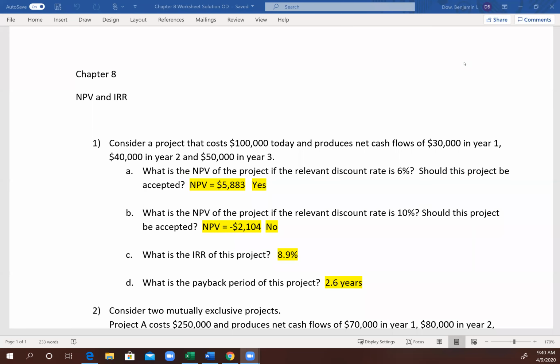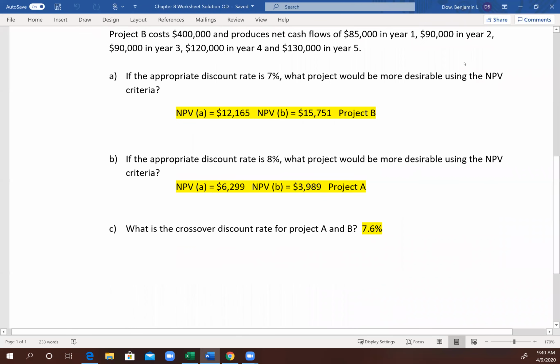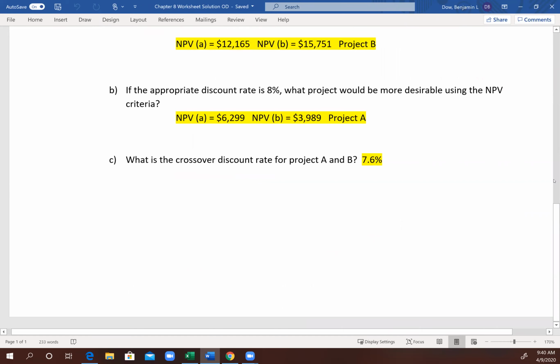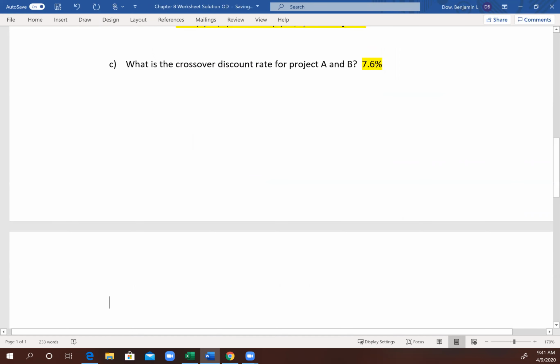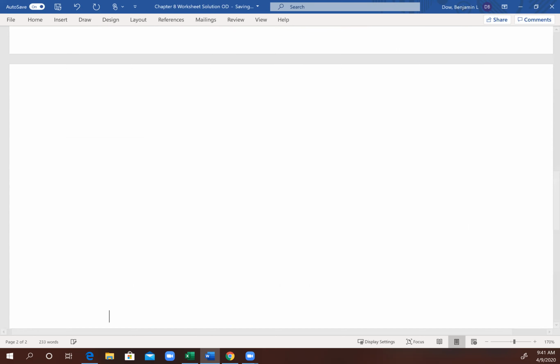All right, so we're recording the class and we're looking at chapter 8 and net present value and IRR. And I'm just going to go down here to the bottom where there's nothing. So this isn't on your sheet. Okay. So eventually you should see just a blank white screen. Okay.